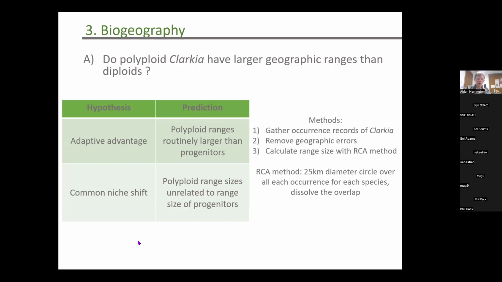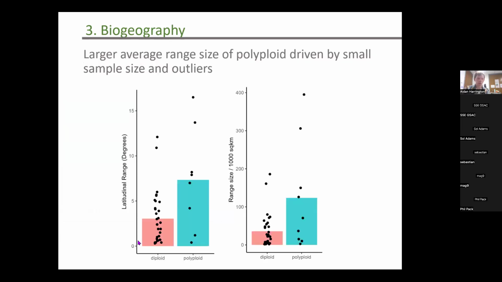So in order to do this, I gathered occurrence records of all Clarkia and their ploidy. I removed geographic errors, and I calculated their range size with this RCA method, which essentially involves placing 25-kilometer diameter circles over every occurrence for each species and dissolving the overlap. Okay, so we're going to look at some results now.